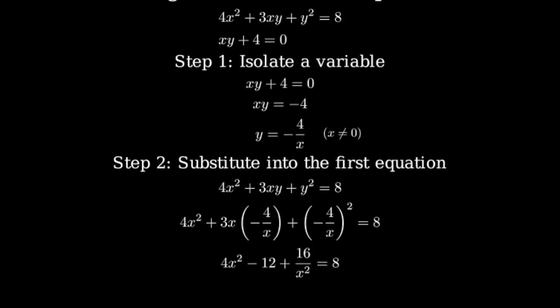Step 3. Clear the denominator by multiplying the entire equation by x squared. Multiplying each term by x squared gives us 4x squared times x squared is 4x to the fourth power. Negative 12 times x squared is negative 12x squared. 16 over x squared times x squared is 16. And 8 times x squared is 8x squared. So we have 4x to the fourth minus 12x squared plus 16 equals 8x squared.